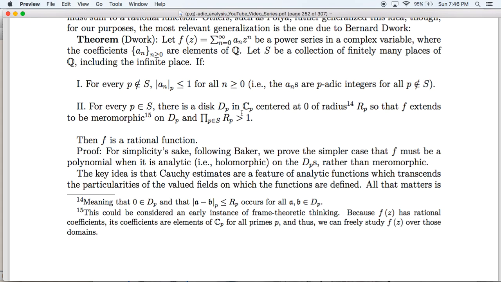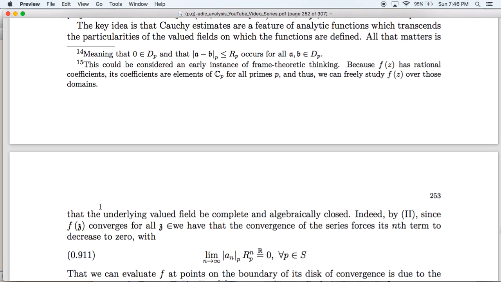For simplicity's sake, I'm going to follow Matt Baker, and we're going to prove the simpler case that f is a polynomial whenever it is analytic, that is holomorphic, on the dp's rather than meromorphic. So we're going to change meromorphic to a polynomial, and in this case, all that matters in this is that the underlying.